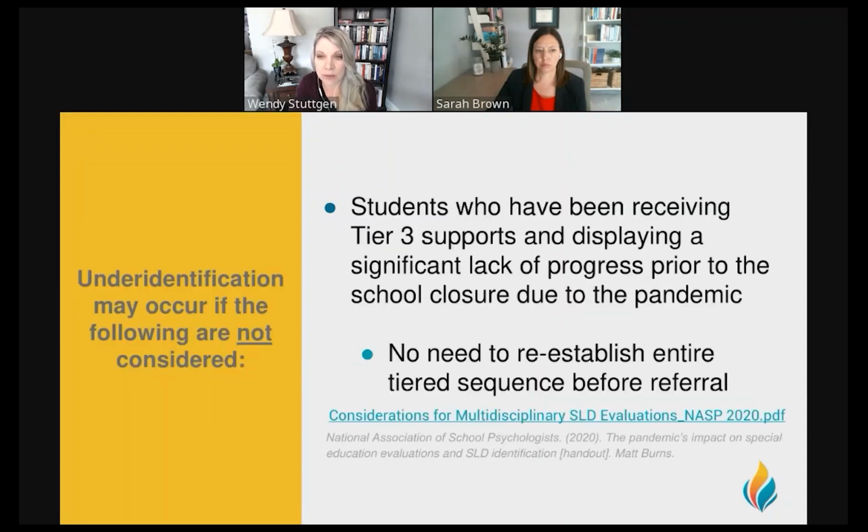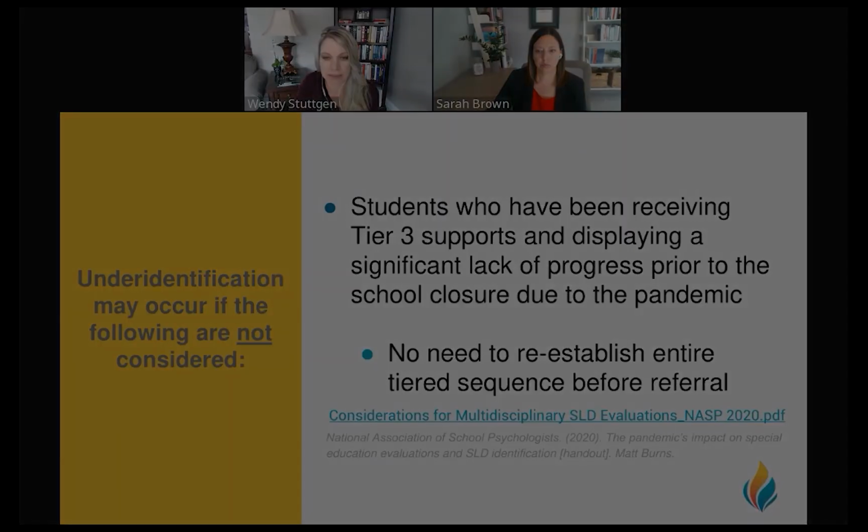It is equally as important to make sure that we're not under-identifying students due to the pandemic. For those students who have been receiving Tier 3 supports and displaying a significant lack of progress prior to the pandemic, they do not need to start over in the tiered systems of support or wait until core instruction has been reestablished. Teams are encouraged to use the considerations for multidisciplinary SLD evaluations adapted from NASP, which can be found in the EduClimber Smart Forms in the cloud, or the PDF version is available in the handouts. This will help teams ensure exclusionary factors have been addressed by problem-solving teams.